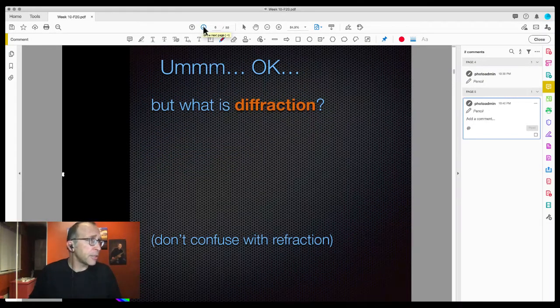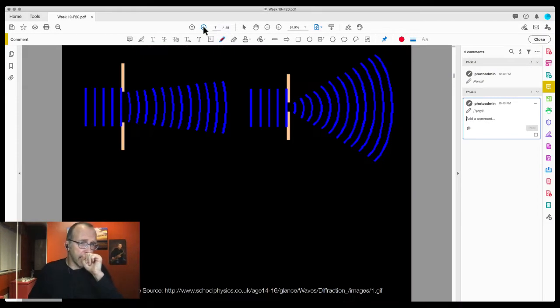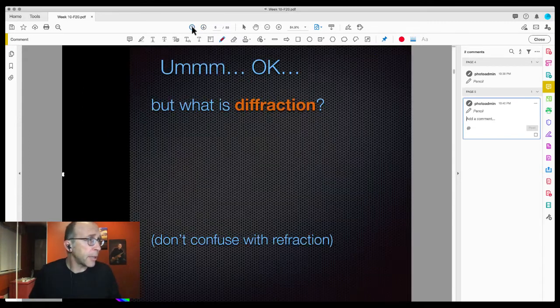What is diffraction? We talked about this last week. By the way, I'm going to go back up here. I put in brackets here, don't confuse it with refraction. In the past, a lot of people got those mixed up, because there will be a question on the final exam where I ask you what diffraction is, and there'll be a time when I ask you what refraction is. So make sure you keep those straight.